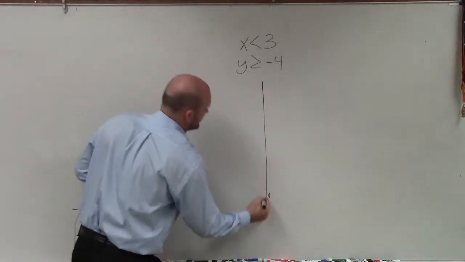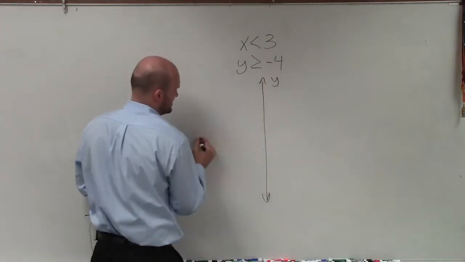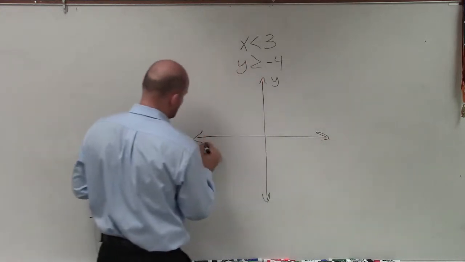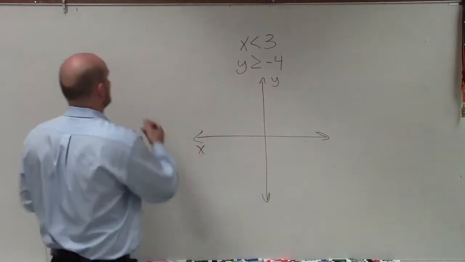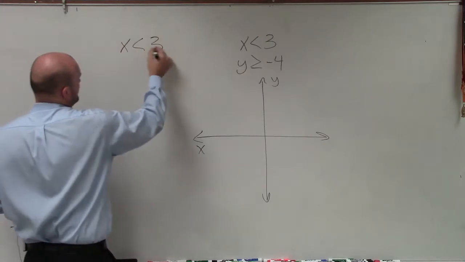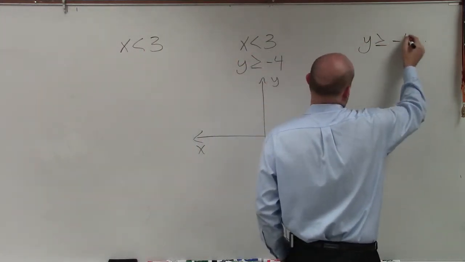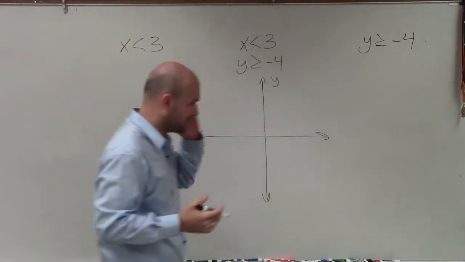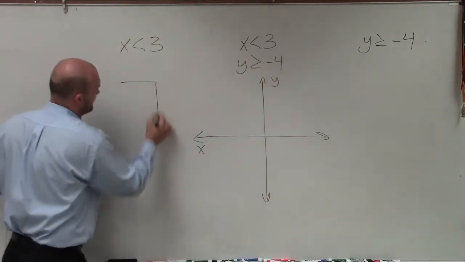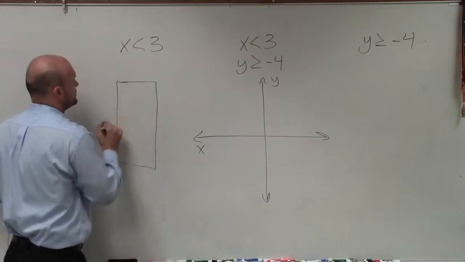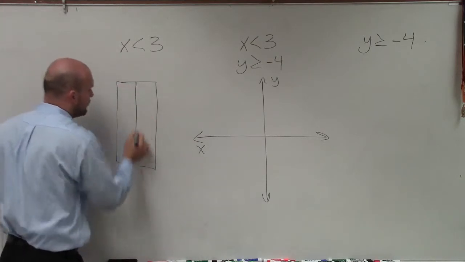Well, first I'm going to create our coordinate axis, where we have here the y-axis, and here is the x-axis. All right, so I'm going to create my table of values separately for both of these inequalities. Now, you can see that when we're dealing with one variable, when I create my table of values, we already know the value of one of the variables.